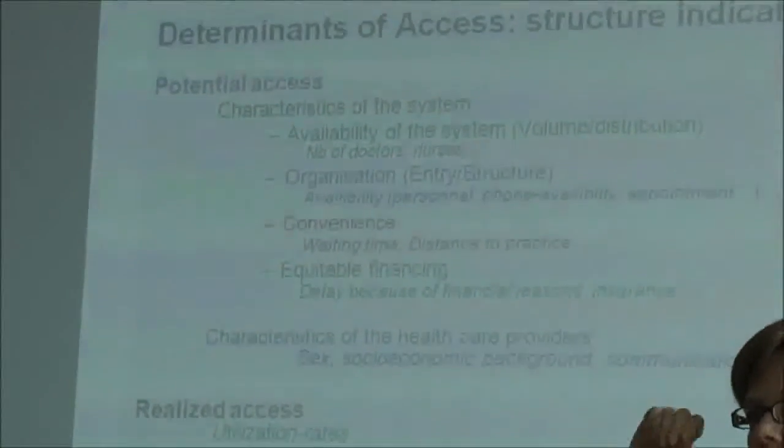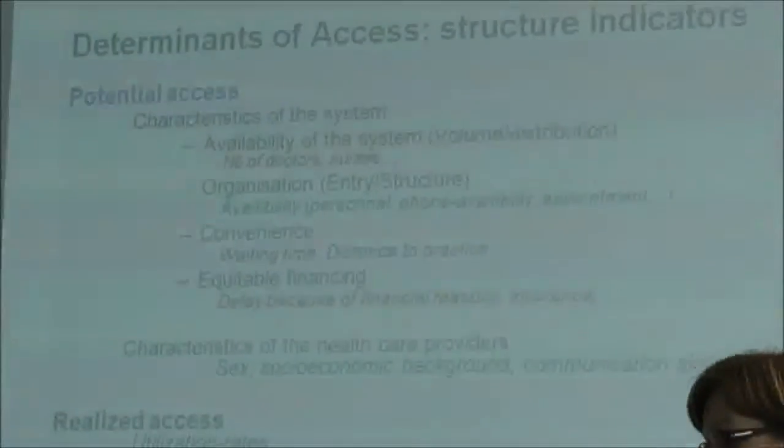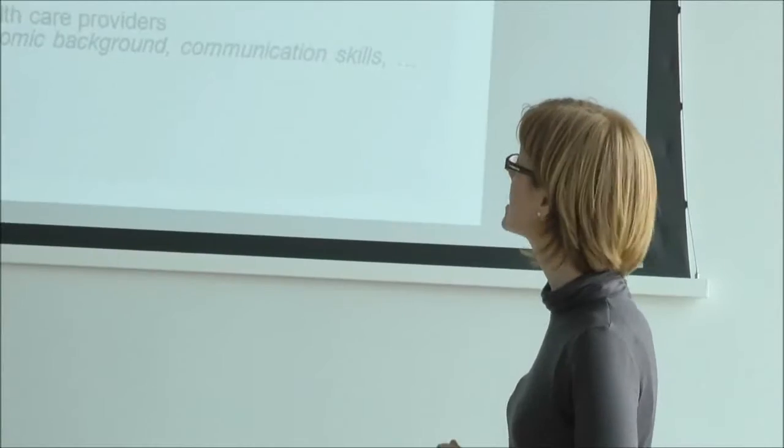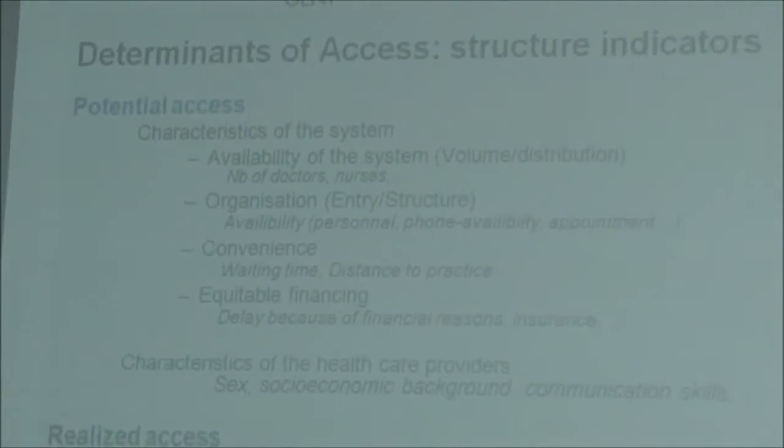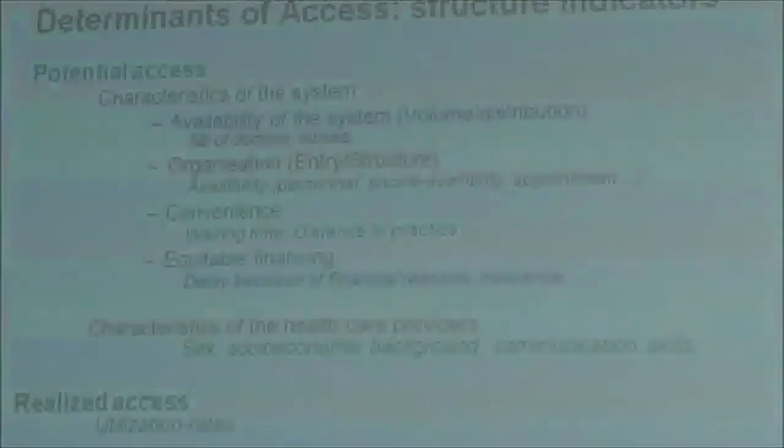What I wrote down here, and I'm not going to go into detail on this, is that if you look at determinants of access, what do we talk about concretely? If you want to evaluate your system and whether it's accessible or equitable in access, how do you measure it? I put down some of the possible indicators that you can use. One of the things you can look at is, for example, the availability of your system. Is your volume distribution different in different areas? In Belgium, there are regions, mostly the deprived areas, where we have fewer GPs per 1,000 inhabitants than in the less deprived areas. So that's the availability of your system.